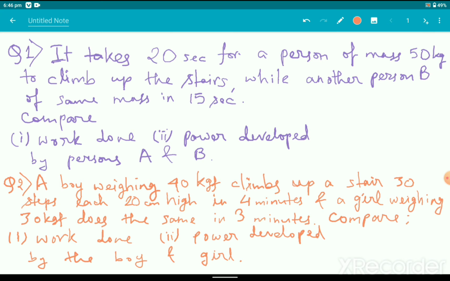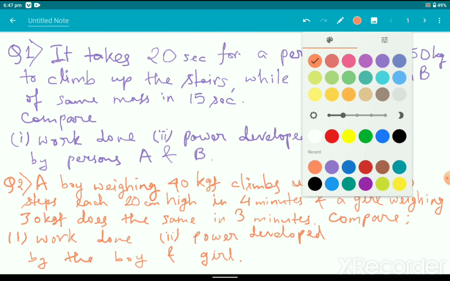Okay. So what does the first numerical problem say? Let us see. It says that it takes 20 seconds for a person A of mass 50 kg to climb up the stairs, while another person B of the same mass takes 15 seconds. Okay, I have missed out one point. This should be person A.